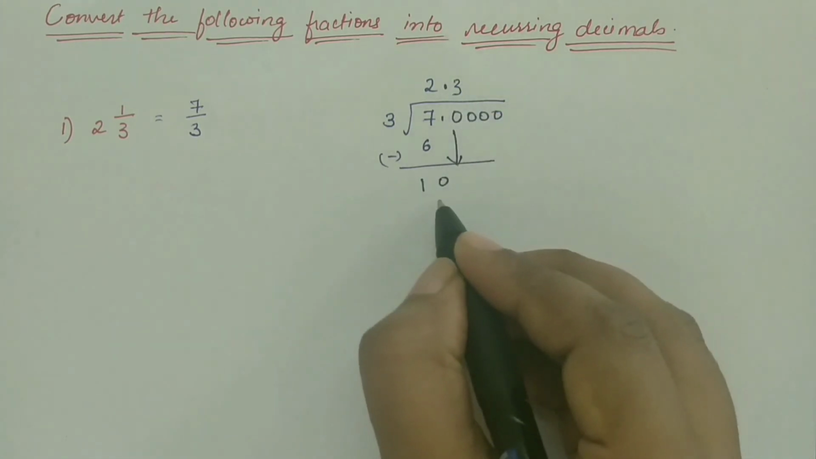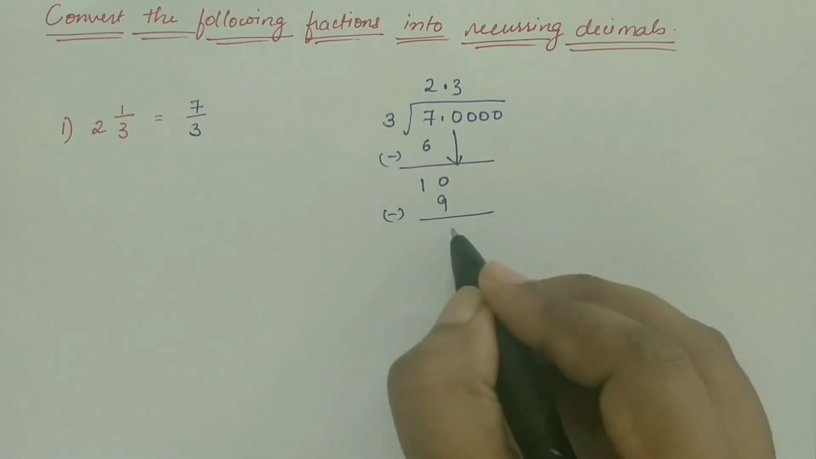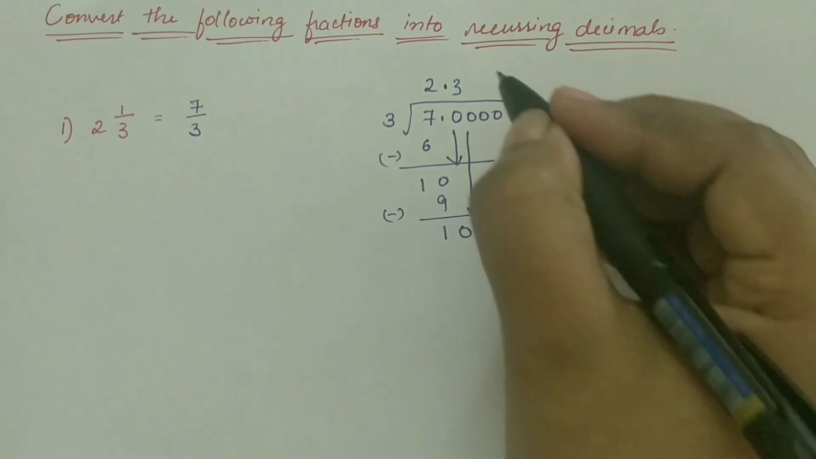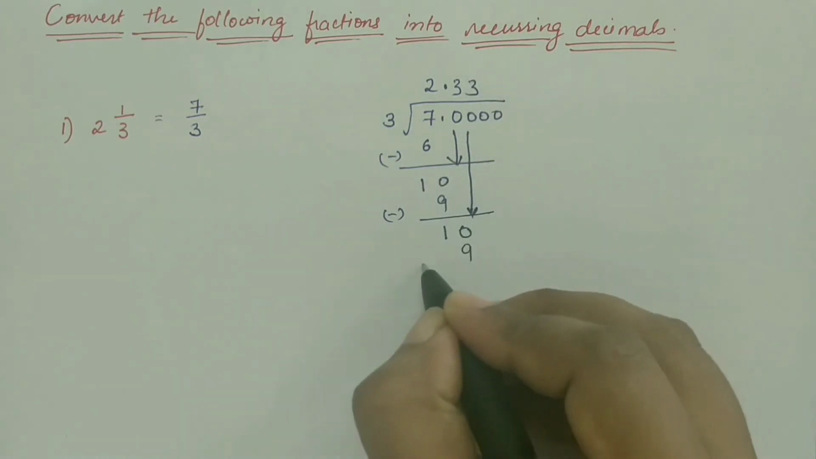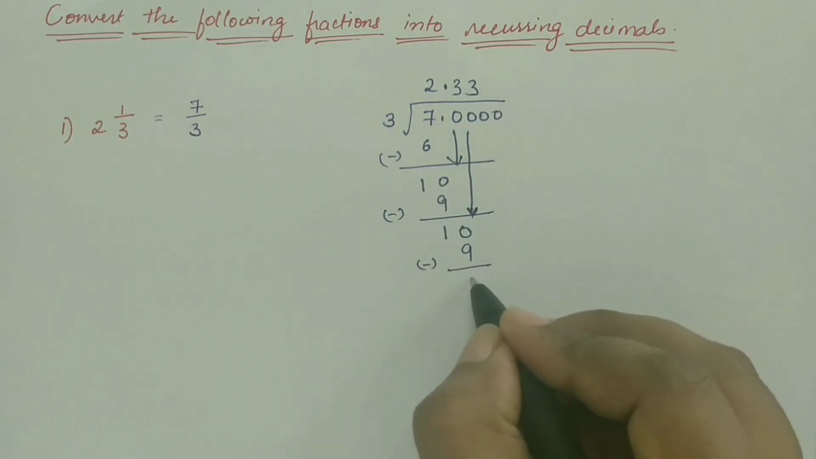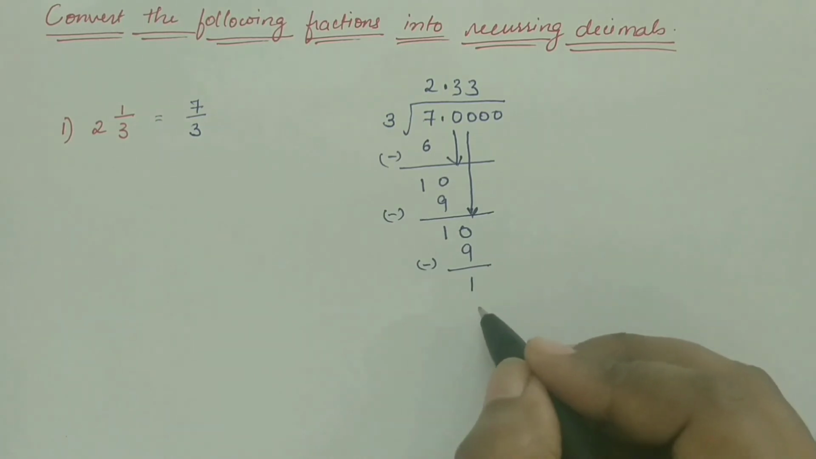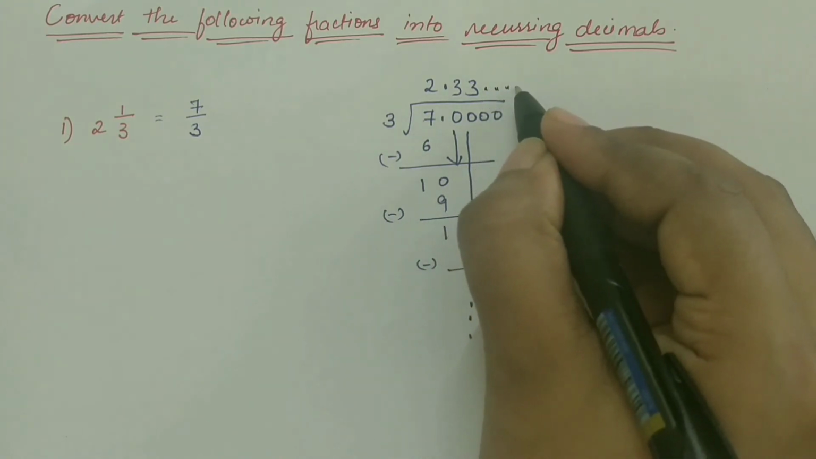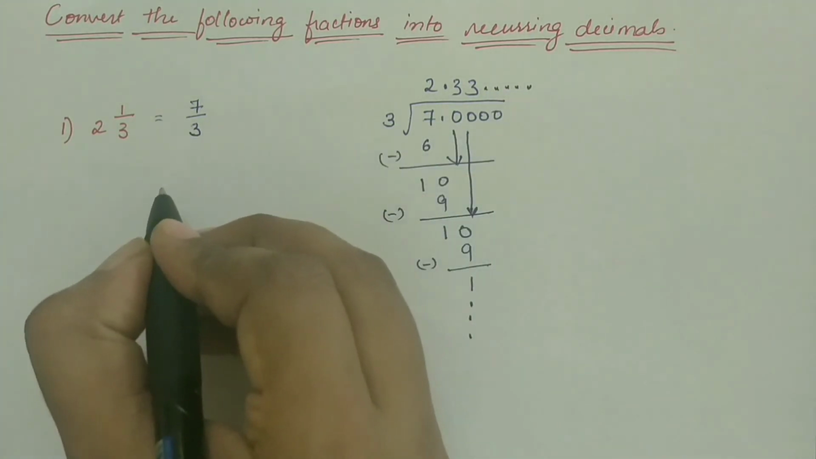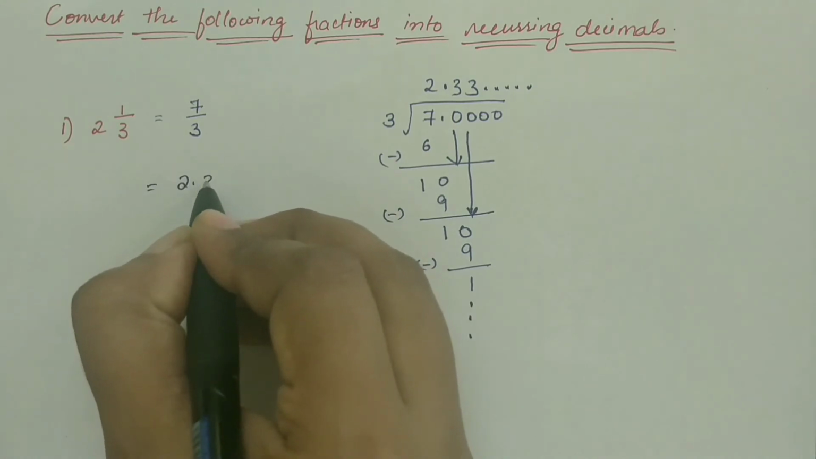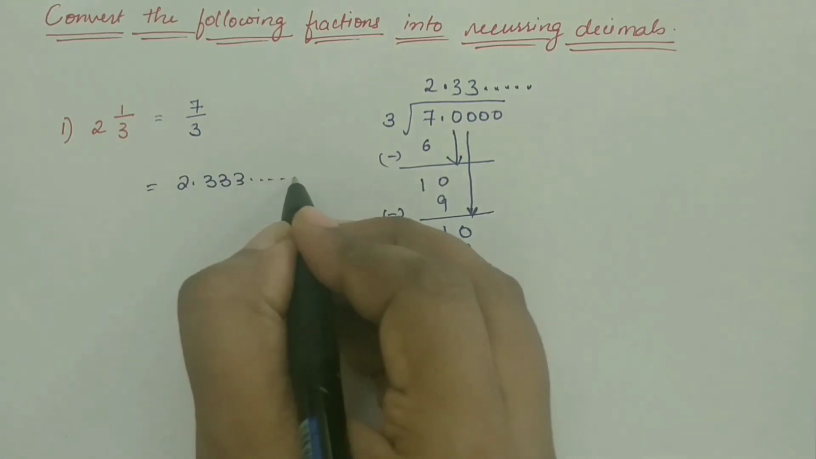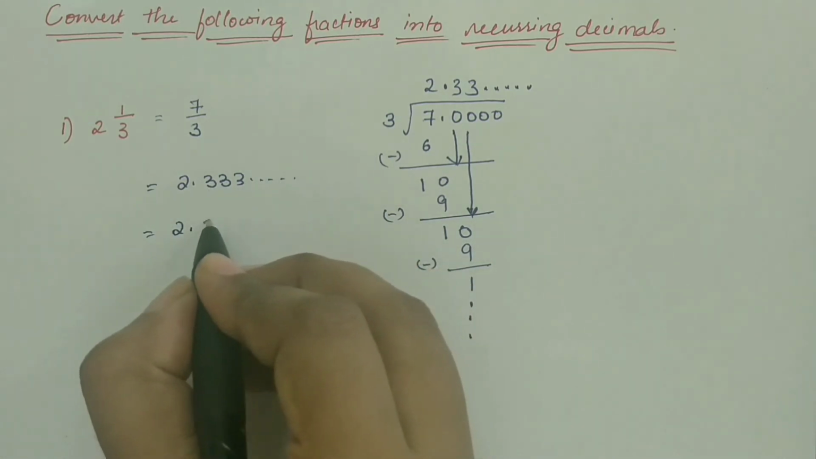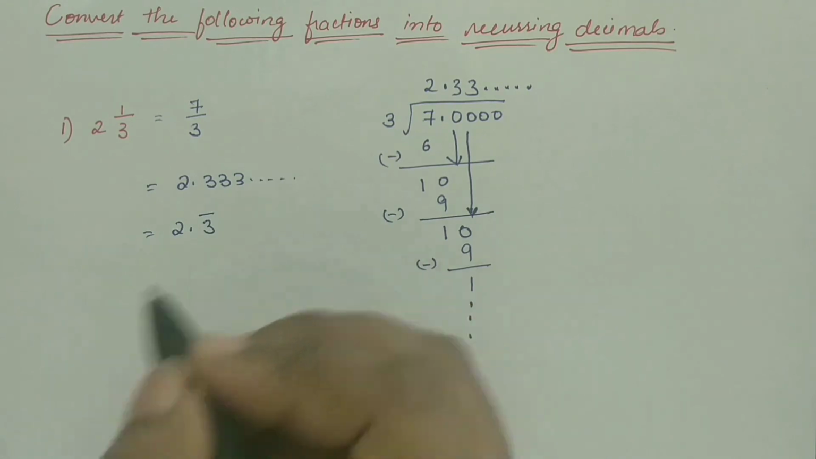3 × 3 is 9, 10 minus 9 equal to 1, and bring down one more 0. 3 × 3 is 9, 10 minus 9, again 1. So the remainder will be 1, and 3 will be repeated. 7/3 equal to 2.333 and so on. So put a bar over the repeating digit. 2.3 bar.